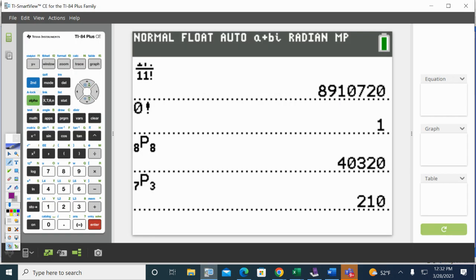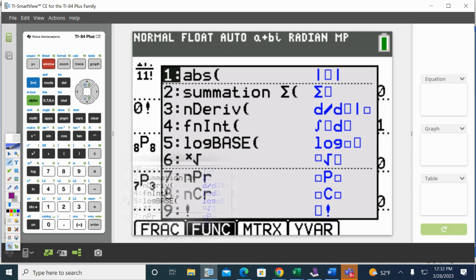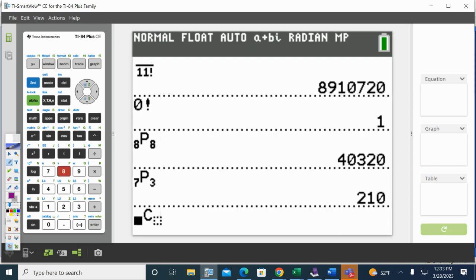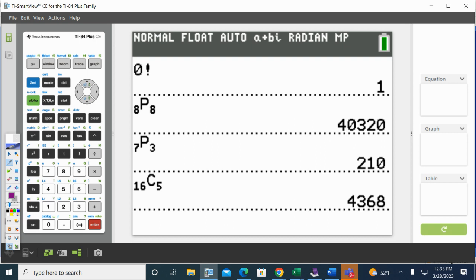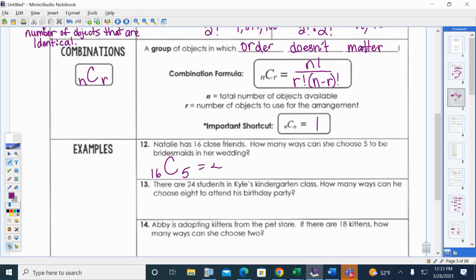So I'm going to go to my calculator, alpha window again, and we're going to select number 8 this time for a combination. And again, got 16 friends, and she's picking 5. She's choosing 5 for a total of 4,368.